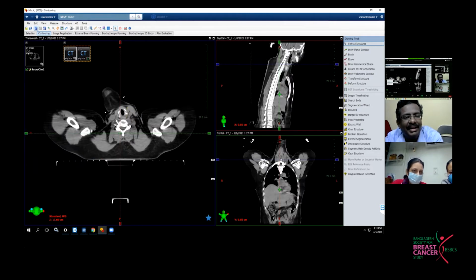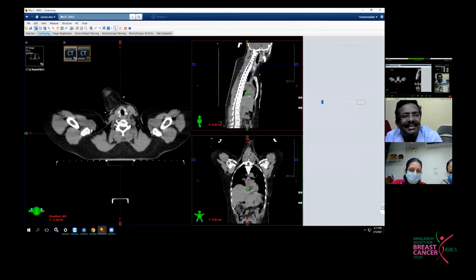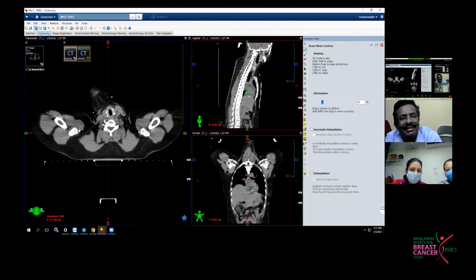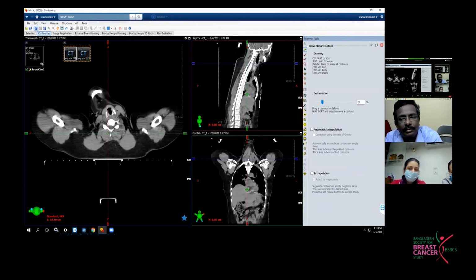No, clear it. No, don't clear it. Undo it. No, I have duplicated the structure. Backup. Okay, on the CT itself, you can put off all the structures on the CT1. Click, tick it. Yeah, I have done it.